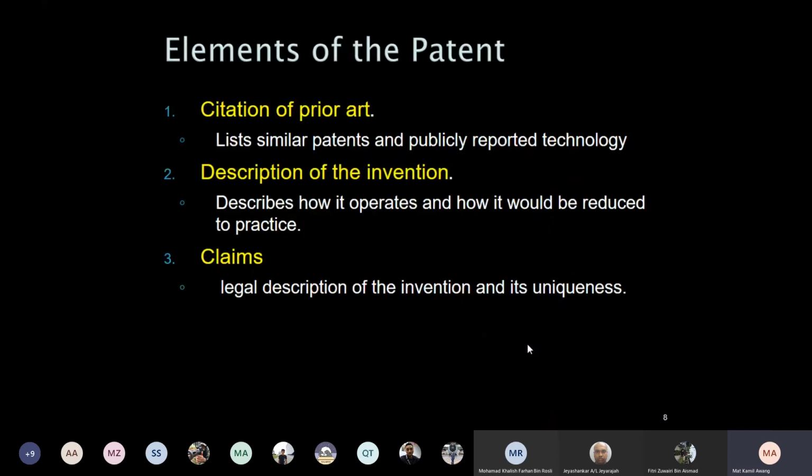Then you go into claims. You claim which part is yours, the legal description of the invention and its uniqueness. You claim this is yours. There are a few claims, and the claims are actually the important part. Those are the ones that will be protected, not the description and whatnot. It is based on the claims that the scope of your protection is defined.